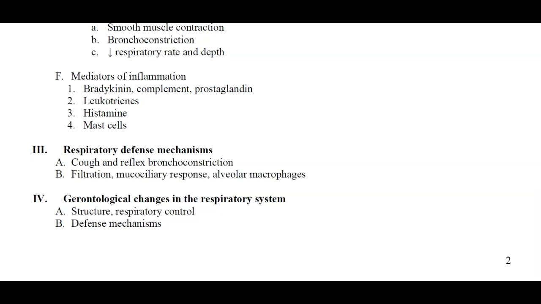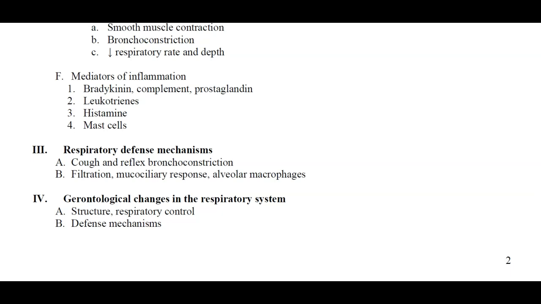Our respiratory system also has some defense mechanisms. We have the cough and reflex bronchoconstriction. This is often induced by mechanical and chemical stimuli in the respiratory tract. As you may notice, when food accidentally goes down the wrong pipe, you start coughing. This is what happens with the cough and reflex bronchoconstriction.